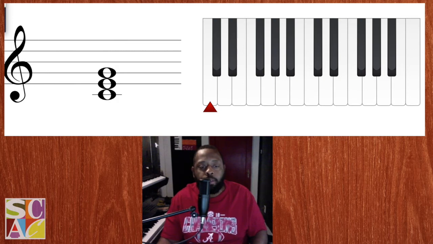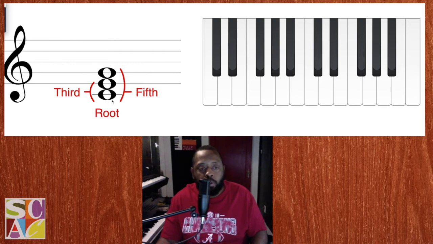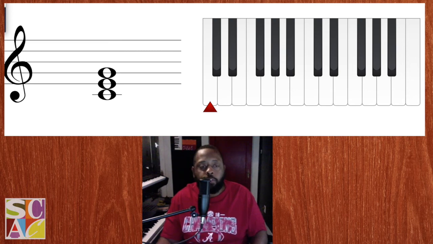Now let's go back to the other diagram. Here is C. That's the root. So anytime you see the bottom note in a triad, that's how it will get its name. And in this case, it's C. So now let's figure the rest of it out.